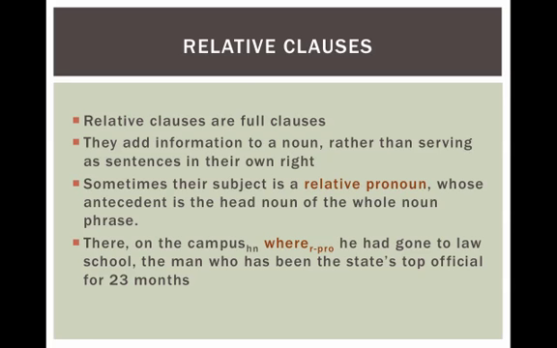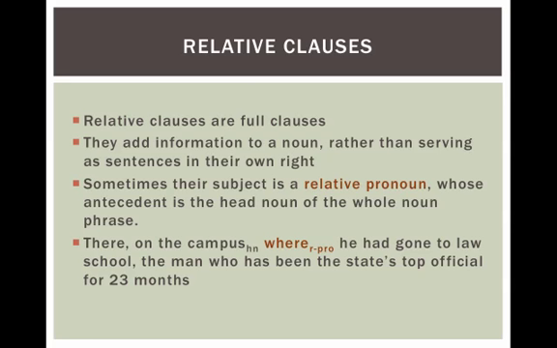There on campus, where he had gone to law school, etc., etc. So where tells us more about the campus. That where, and I've marked it as R pro, attaches that clause, he had gone to law school, to the noun. So you can think of relative pronouns as sort of glue. There's another one in the bullet point above, whose. Sometimes their subject is a relative pronoun whose antecedent is the head noun of the whole noun phrase. So whose attaches this description.